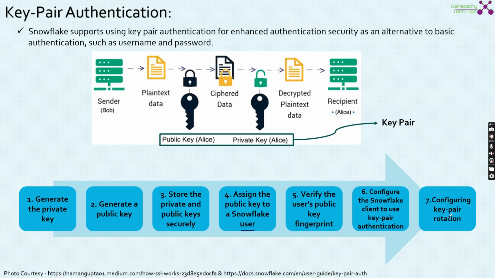As simple as it is, verify the user's public key fingerprint and then configure the Snowflake client to use the Keypair authentication. Then optionally, this is the optional process, we can do the Keypair rotation as well. In most companies, for security reasons, we need to rotate the key pairs at a regular interval, say every 2 months or 3 months or 6 months or so. So this is the typical procedure or the process steps which we need to follow for the Keypair authentication within the Snowflake.